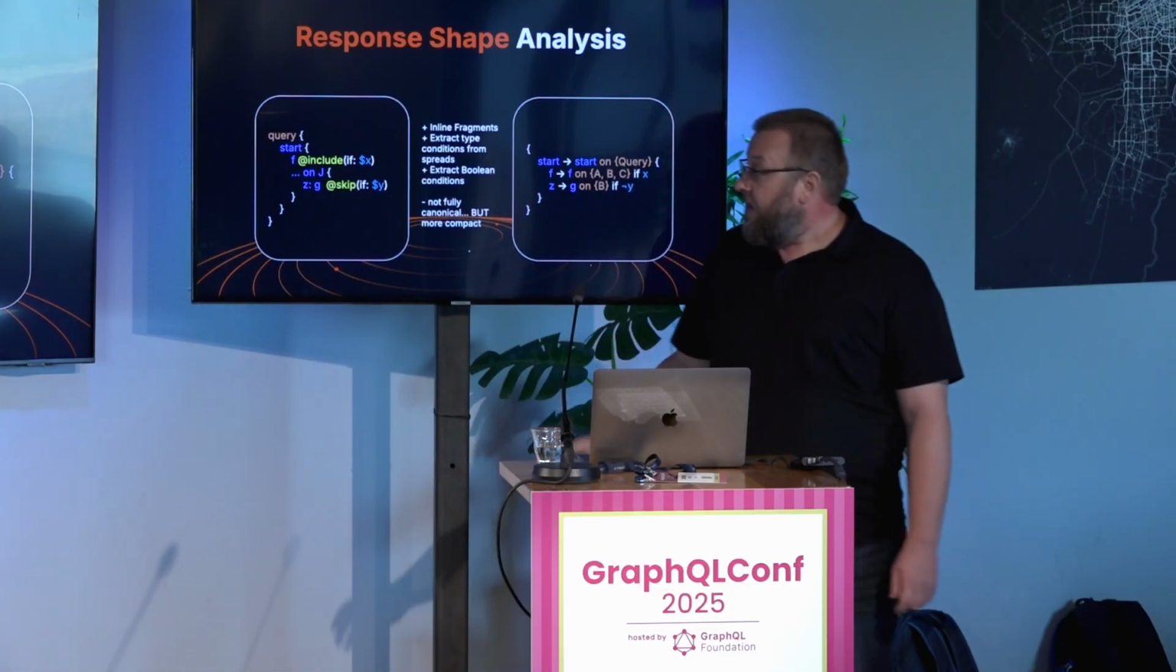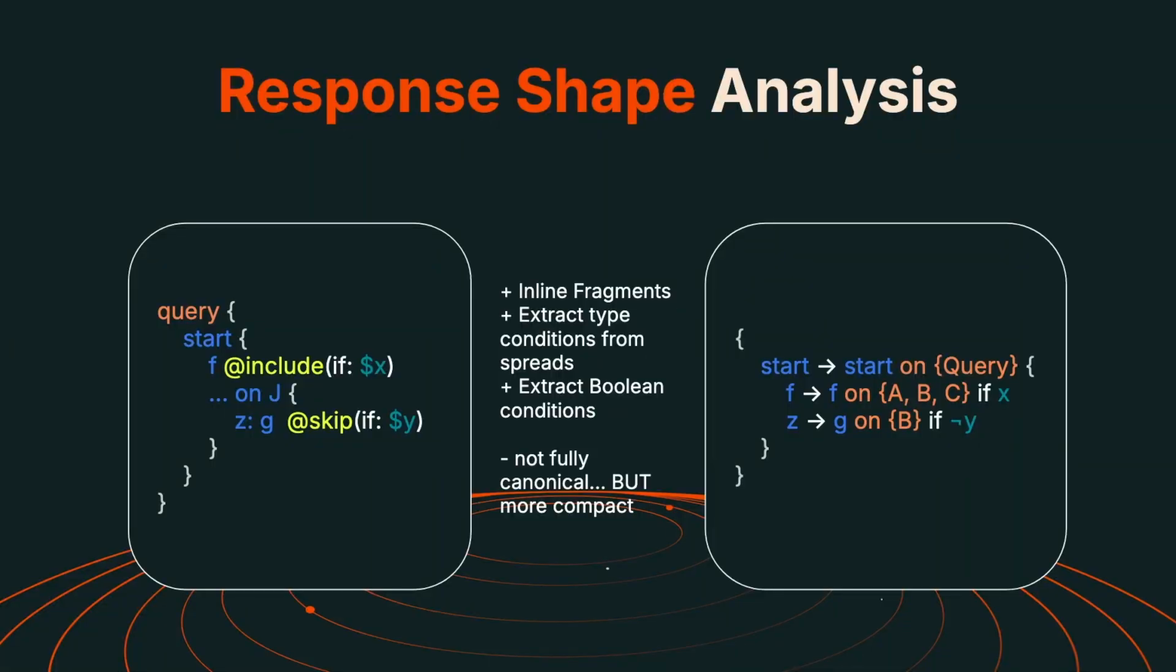You can see that, yes, we also inline the fragments for comparison there. We extract type conditions, Boolean conditions, etc. But we do it in a little bit more complex form. For every field, we specify what sort of concrete type it can be at runtime.